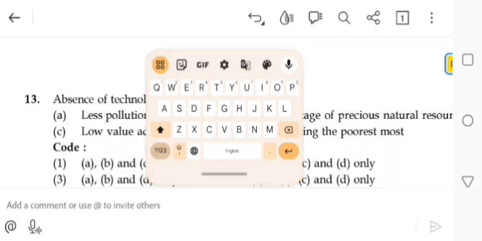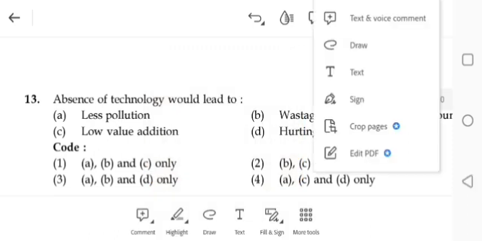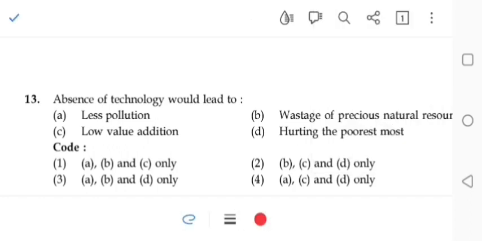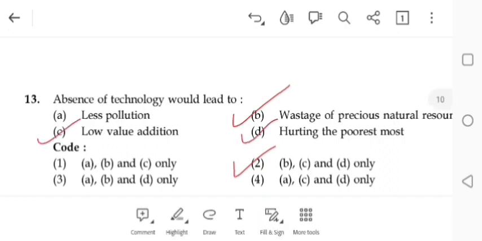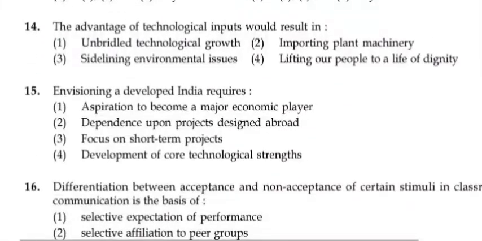Then wait, I might have chosen the wrong option. Okay, so first what have I said? Yes, 12 to B, C, D. B will come first, wastage of precious natural resources, then C, low value addition, and then D, hurting the poorest most. This is finished. Now 14.